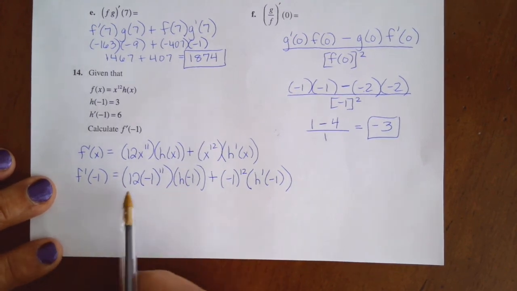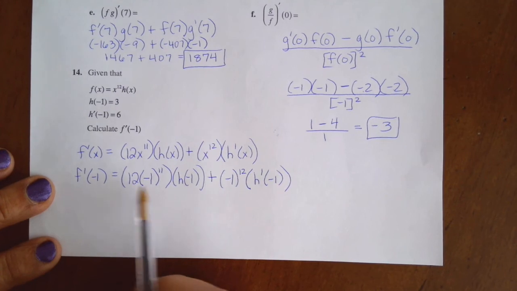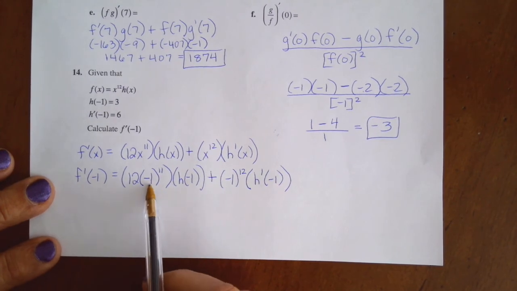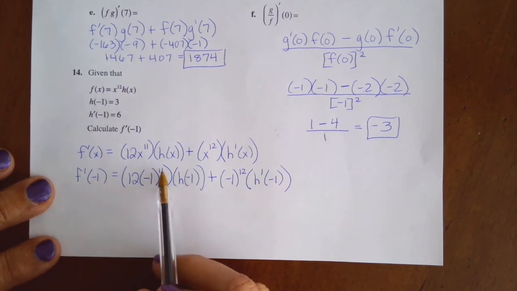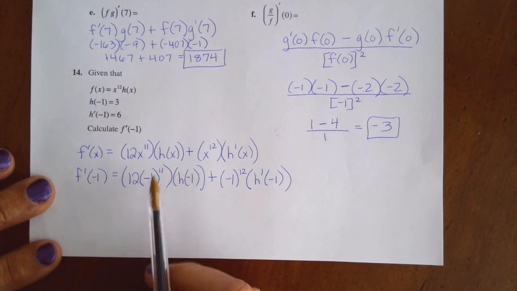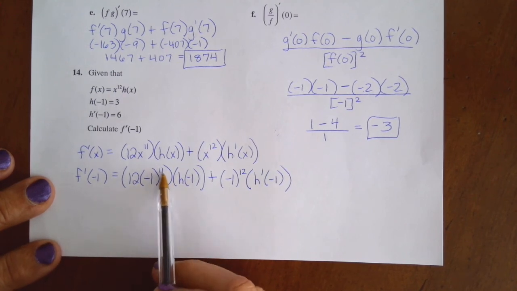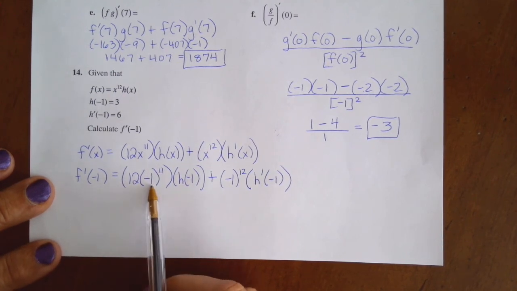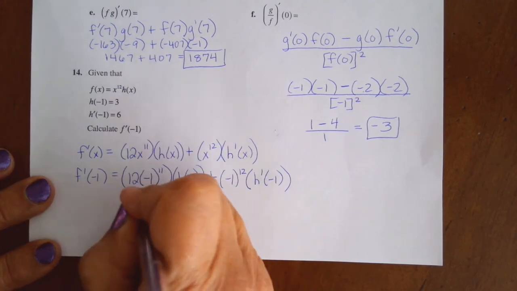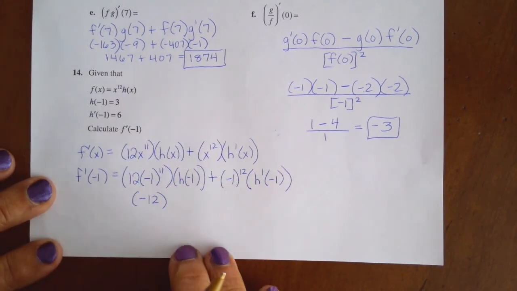All right, so let's talk about this. You can put that right in your calculator just like that. Okay, so you do powers first. -1 to the 11th power. So when you take a negative number and raise it to an odd power, it's going to stay negative. So that's -1 times 12. So that is -12 right there.